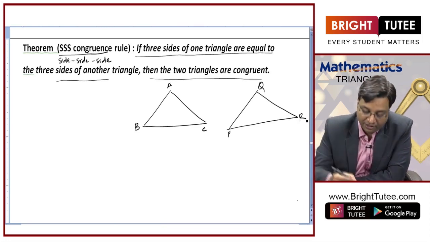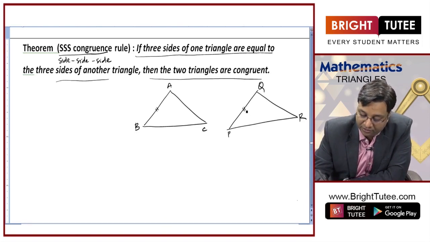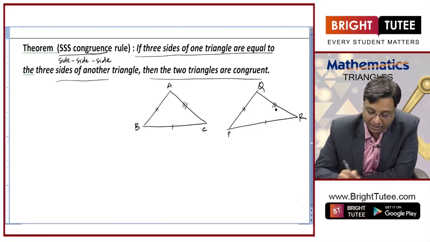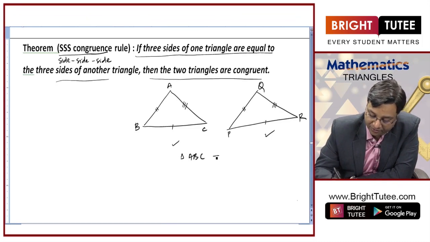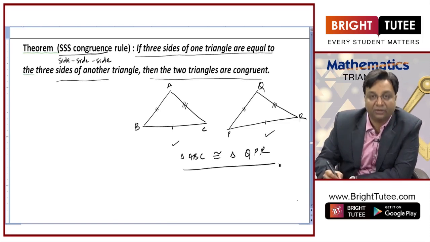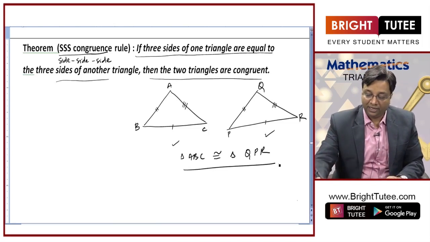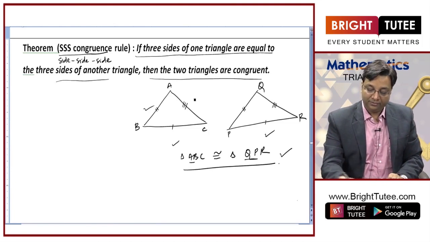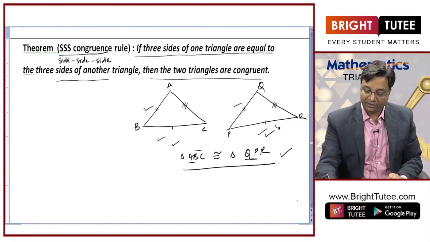Let us say this side is equal to this side, this segment is equal to this segment, and AC is equal to QR. If three sides of this triangle are equal to three sides of this triangle, then these two triangles are congruent. So triangle ABC will be congruent to triangle QPR. And you should always take care of the correspondence while writing this congruency. In this, AB is equal to QP, BC is equal to PR, and AC is equal to QR.